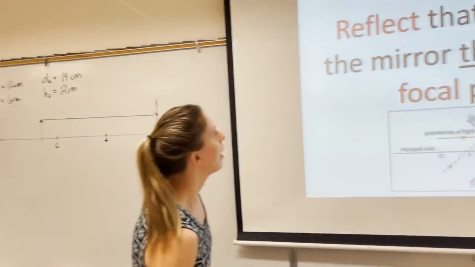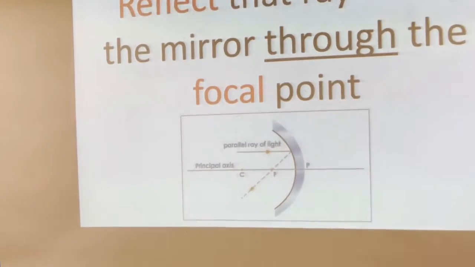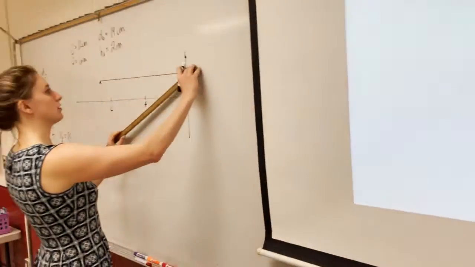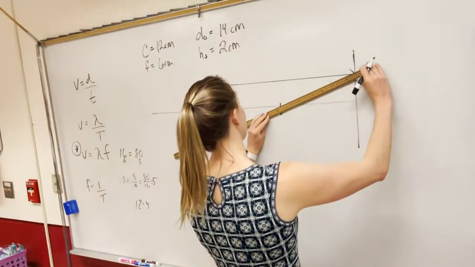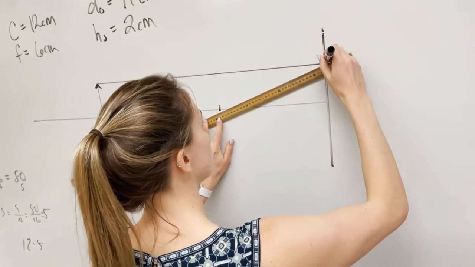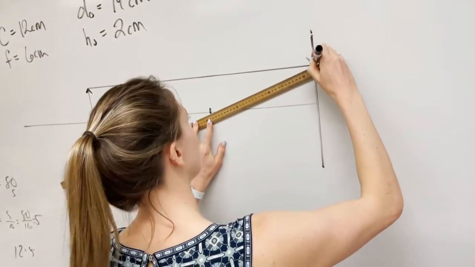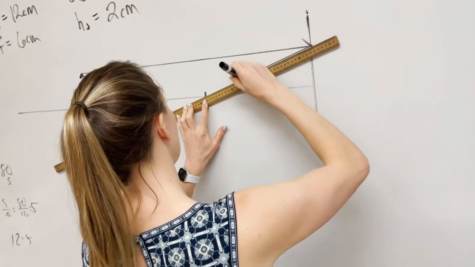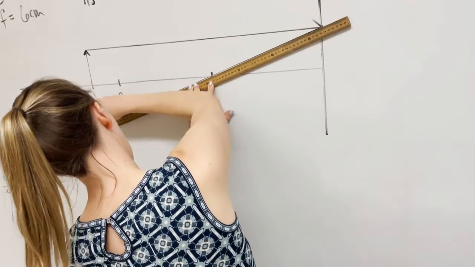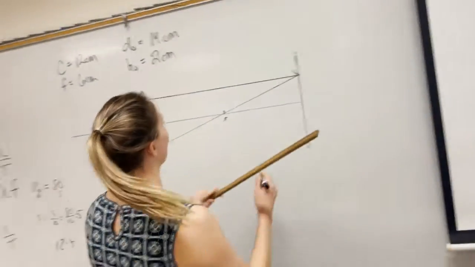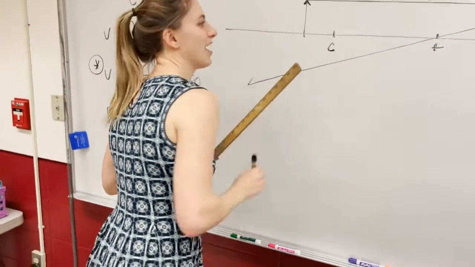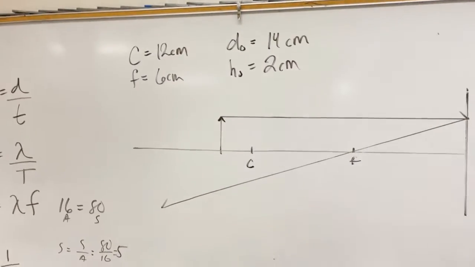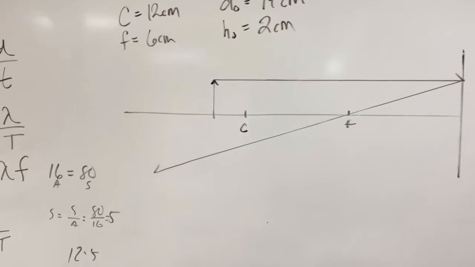Okay. Reflect that ray from the mirror through the focal point. So it comes in parallel, and then it has to go through the focal point. Just like that handout we did, right? Yeah. Just like the sun does. So we'll go right here. It's really hard with this marker. Okay, and draw it as far as you can. And then put an arrow on it. All right, what's next? If you haven't done this, pause it and do it. So in parallel, out through the focal point.